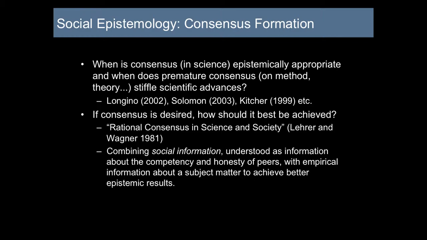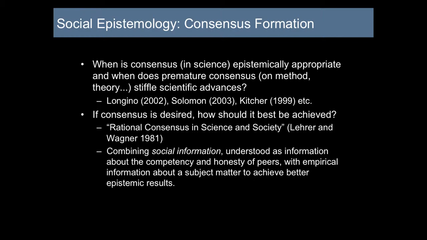And a very prominent approach has been provided by Keith Lehrer and Wagner, which is in their book Rational Consensus in Science and Society. And basically what they propose is to combine social information, understood as information about the competency and honesty of peers within science, with empirical information about the subject matter to better achieve epistemic results. This is a bit similar to Delphi methodologies, where you can self-assess your own competency with respect to a subject matter. I will get back to this later on, because this social information is, of course, not much different from reputational cues online nowadays.